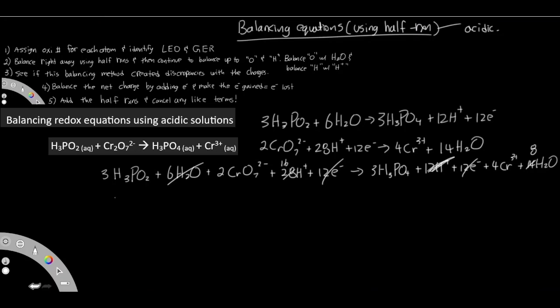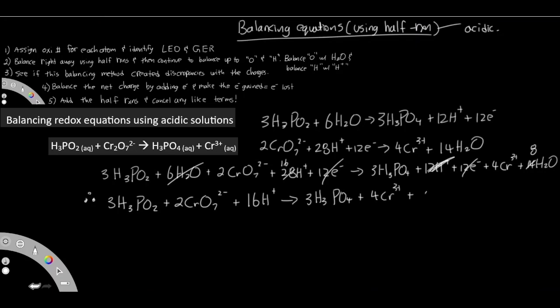Alright, so now let's make sure we have our therefore statement, and everything looks a lot cleaner right now. We have 2 Cr2O7 2 minus, plus our 16 H plus, yielding our 3H3PO4s, our phosphoric acids, and then that's pretty much it: 4 Cr3 plus and 8 H2O. That should be your answer.